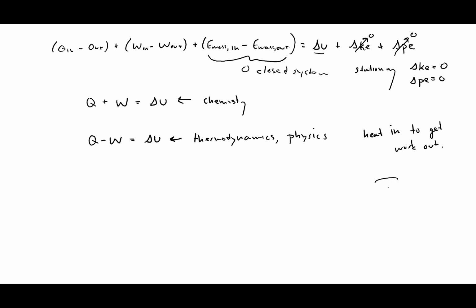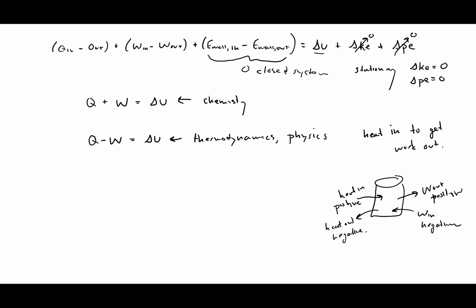So the sign convention in thermodynamics and physics is that the work out is positive, the work in is negative, the heat in is positive, and heat out is negative. This is the same as chemistry as far as the heat, because in chemistry heat in is considered positive and heat out is considered negative. But it's the opposite for the work, because for chemistry the work in is considered positive and the work out is negative. So we've basically swapped the signs for the work in thermodynamics and physics.